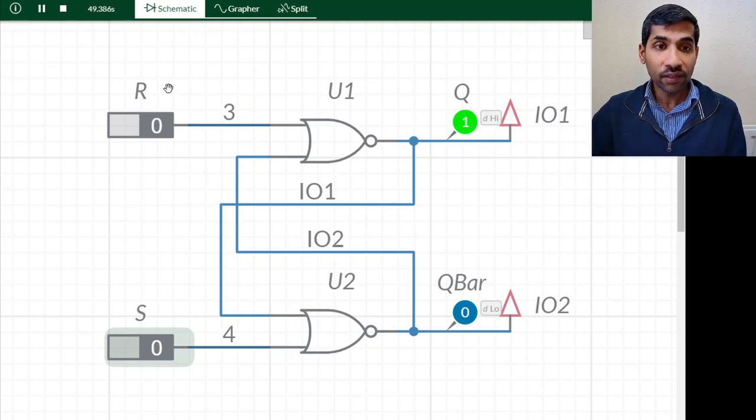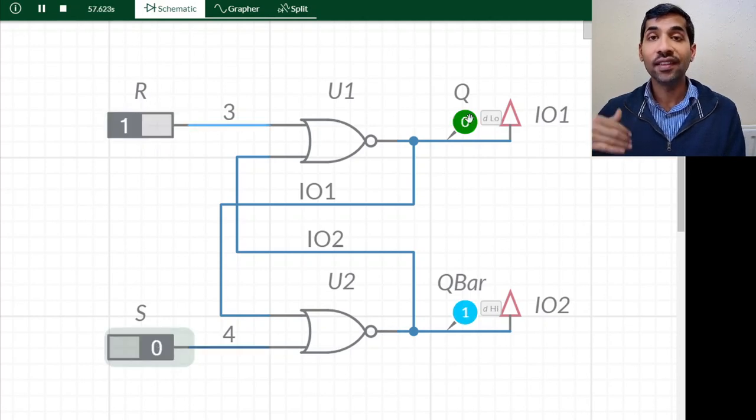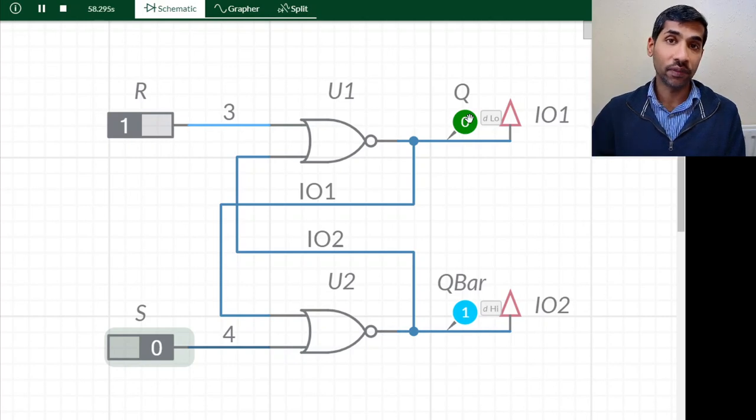Now there is a reason why we call this input R and why we call this input S, right? S stands for set. So whenever S becomes 1, the output is set. That is, it becomes equal to 1. R refers to reset. So whenever R is 1 and S is 0, then the output is reset. That is, Q becomes equal to 0.